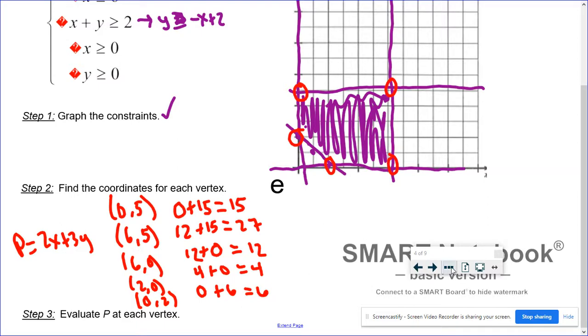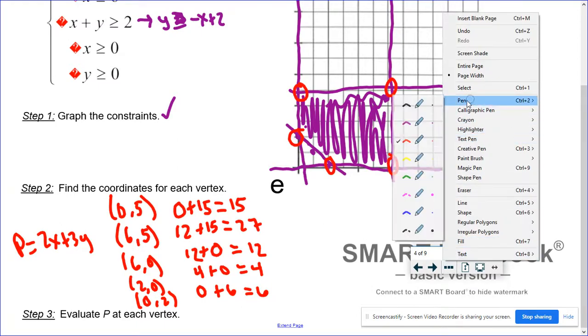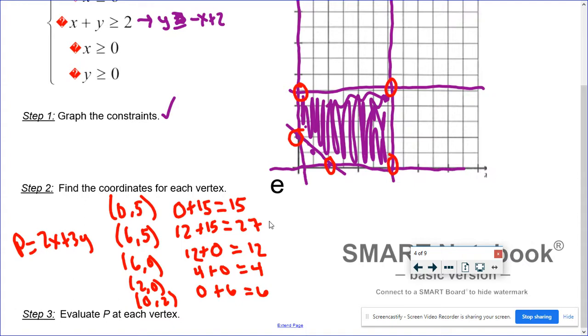All right, so the one that maximizes it is the one where I got 27. So that's the one for the max. So the ordered pair (6, 5) maximizes the function, and it has a maximum value of 27. 4 appears to be the smallest number. So the ordered pair (2, 0) minimizes that function for a value of 4.